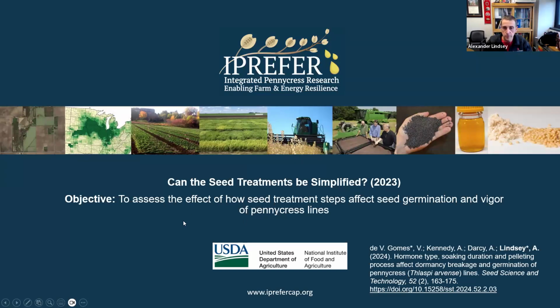And that leads us to our final focus that's been most recently published in Seed Science and Technology. And we question this idea. We've been building these pellets with multiple components. We've been working on these treatments and very complex values, but could we get similar results if we simplified the process? What step in this pelleting process is really giving us the biggest bang for the buck from a germination perspective?